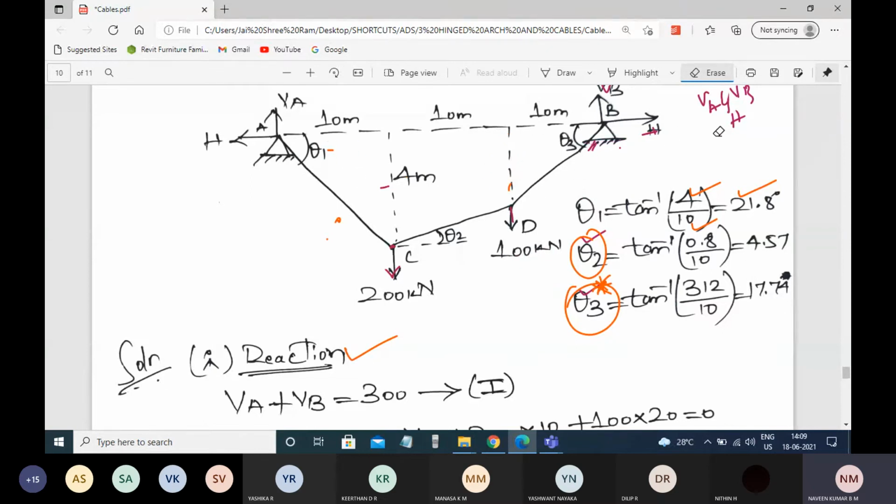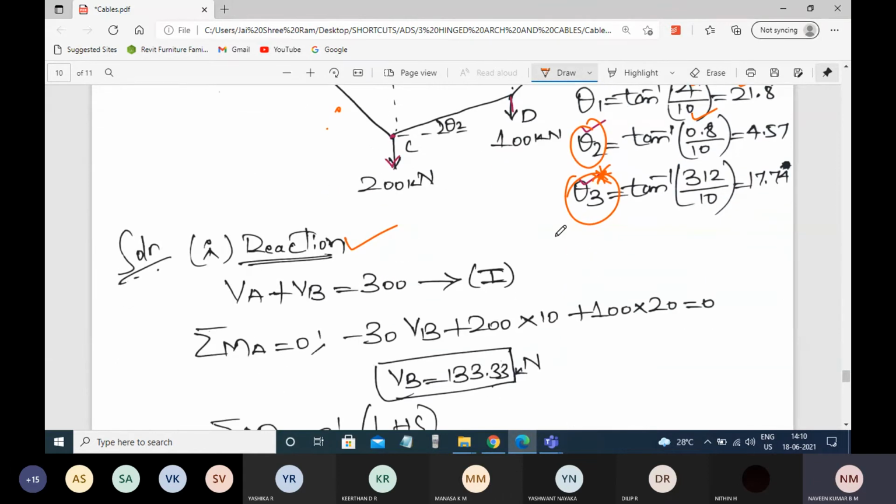Okay, so now let me find the reactions. Which are all the unknowns? Sum of the vertical forces equals 0, so that is VA plus VB equals the total external forces, 200 plus 100. So 300 is the external force acting on this particular structure.